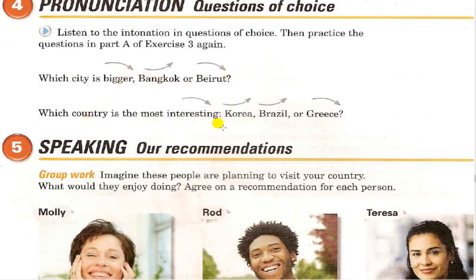Which country is the most interesting, Korea, Brazil, or Greece? So the sound here is up, up, or down. Which country is the most interesting, Korea, Brazil, or Greece? The sound is up, or the sound is down. Before "or," the sound is up. After "or," the sound is down.